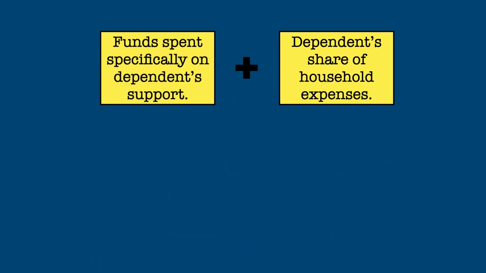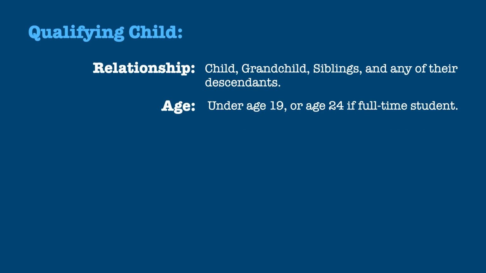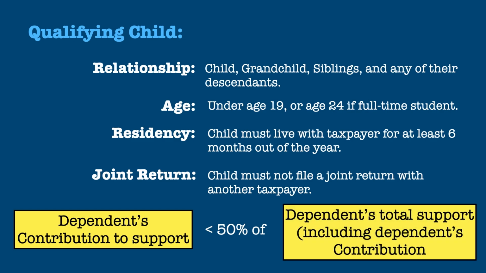These expenses are added to the dependent's share of household expenses to come up with the total funds used to support the dependent. If the potential dependent meets the other tests for a qualifying child, and they contribute less than 50% of their total support, you can claim the dependent as a qualifying child.